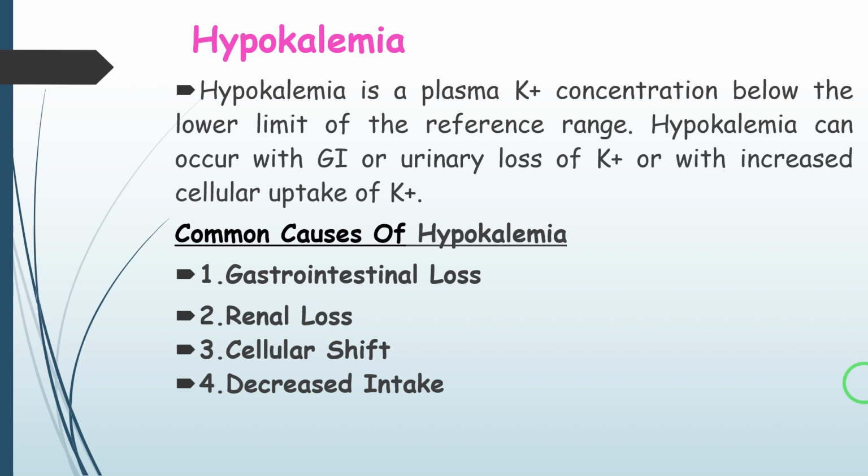Sometimes the excessive loss of hydrogen also will lead to metabolic alkalosis. So hypokalemia, if it's secondary to hyperaldosteronism, it will lead to metabolic alkalosis.